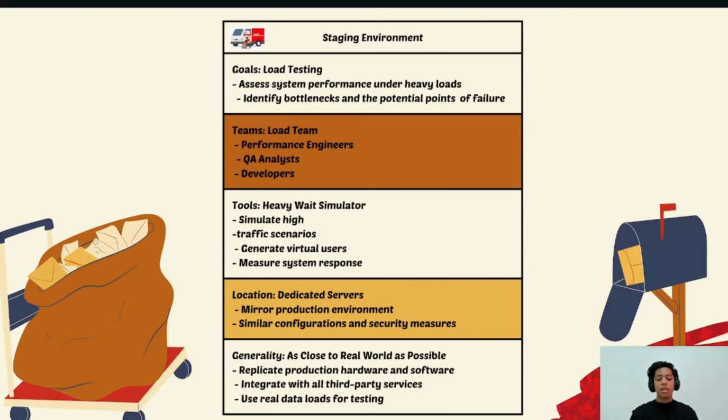So that is location. JNT Express would use dedicated servers that mirror their production infrastructure. This includes similarity of configuration, network settings, and security measures. This setup will help in identifying environment-specific issues that might not be apparent in a less accurate testing setup. So that's all from me. I will pass to my teammate.